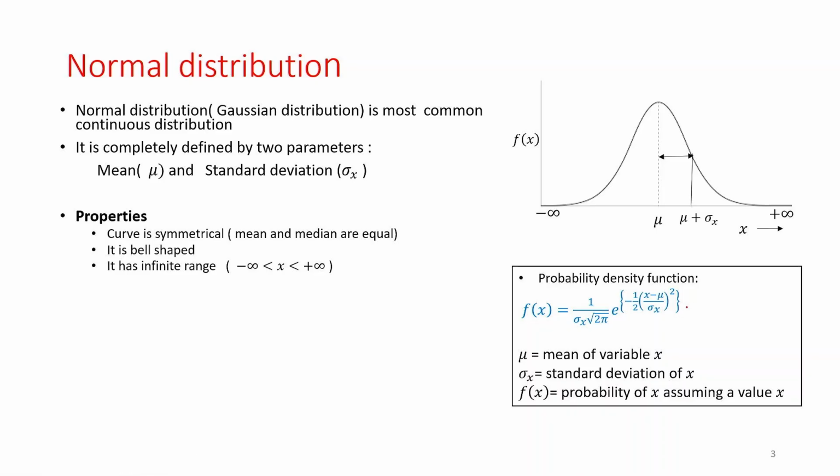The probability density function is a bit complex and it is stated here. f(x) is 1 upon sigma_x root over 2 pi, e to the power minus half ((x minus mu) by sigma_x) whole square. The probability density function is actually describing the equation of the curve. So obviously it is a complex curve and this is the distribution function of the curve.